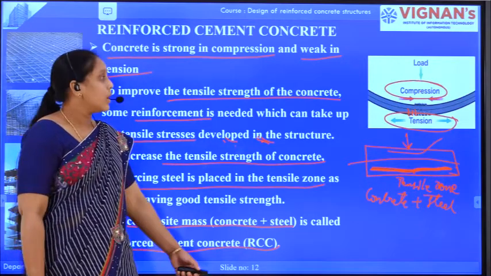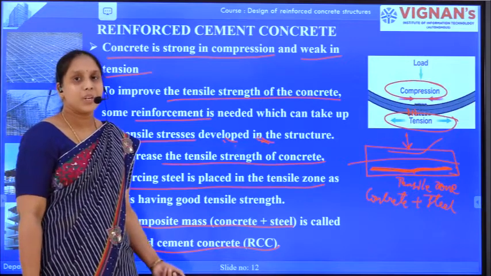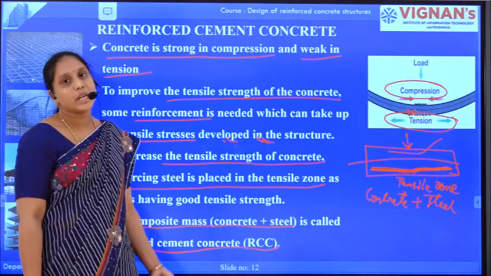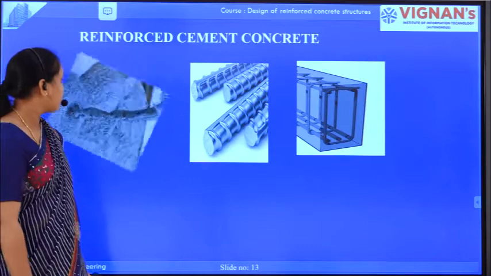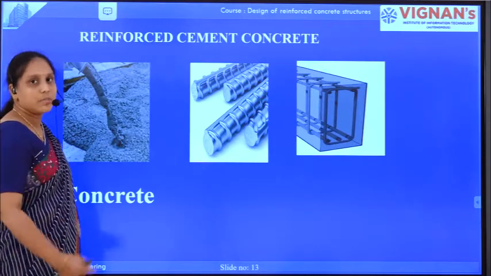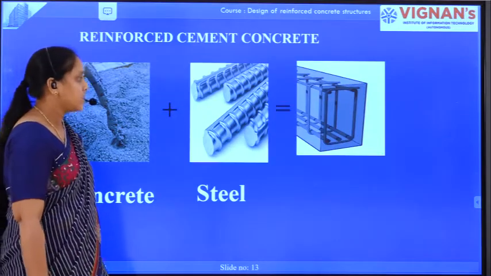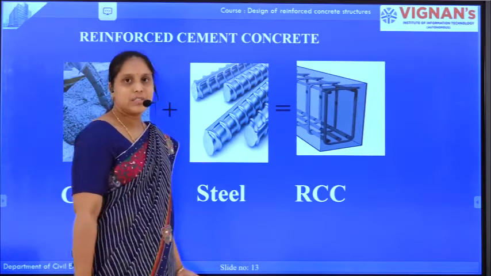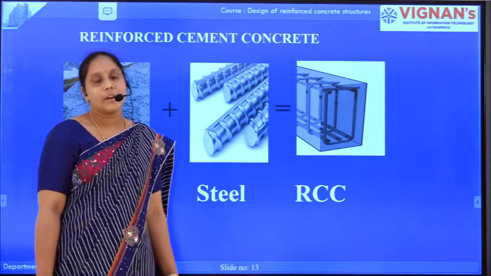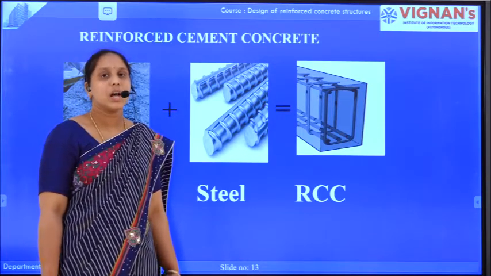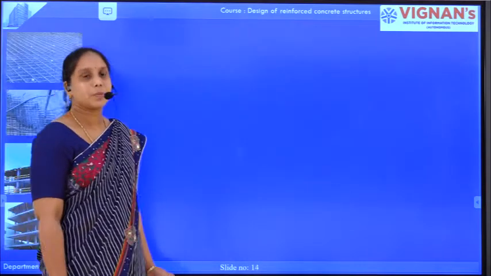We have seen that we are placing the reinforcement in the tensile zone. So to improve the tensile property of the concrete, reinforced cement concrete is a composite mass of concrete and steel, which gives us the RCC. Now let us see why steel reinforcement is used as the reinforcing material in the concrete. Why not other materials?